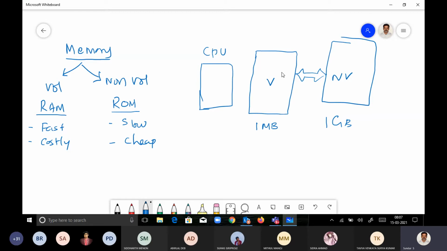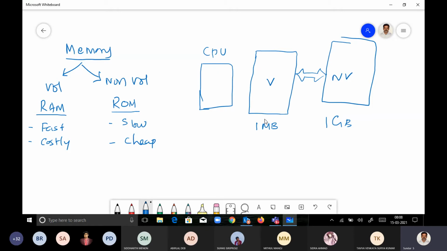If it is available here, then things will happen at a faster rate. In case the thing is not available here, then there is no other way. It has to go to non-volatile memory and check whether that item is available there. Most probably the item will be available in non-volatile memory because it has a larger capacity. But the problem is it is a slow thing, so the item may reach the CPU but with a delay. So that's the way.